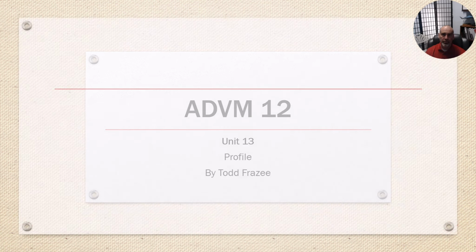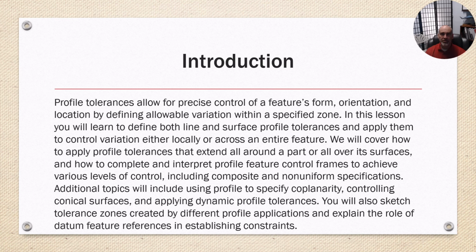Introduction. Profile tolerances allow for precise control of a feature's form, orientation, and location by allowable variation within a specific zone. In this lesson, you will learn how to define line and surface profile tolerances and apply them to control variation either locally or across an entire feature.